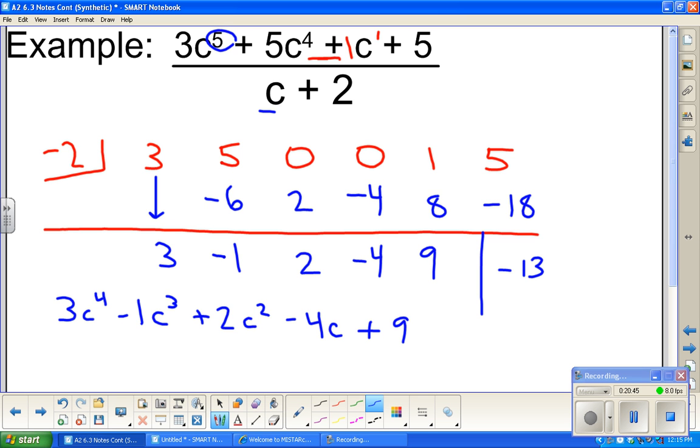All right, and for that remainder, what does it always go over? The thing we divided by. Yep, so minus 13 over c plus 2. There's your answer. Okay, much faster than long division. And much easier. So pretty cool method. Again, it's synthetic. It's just kind of made up. It doesn't feel like you're doing a division problem.